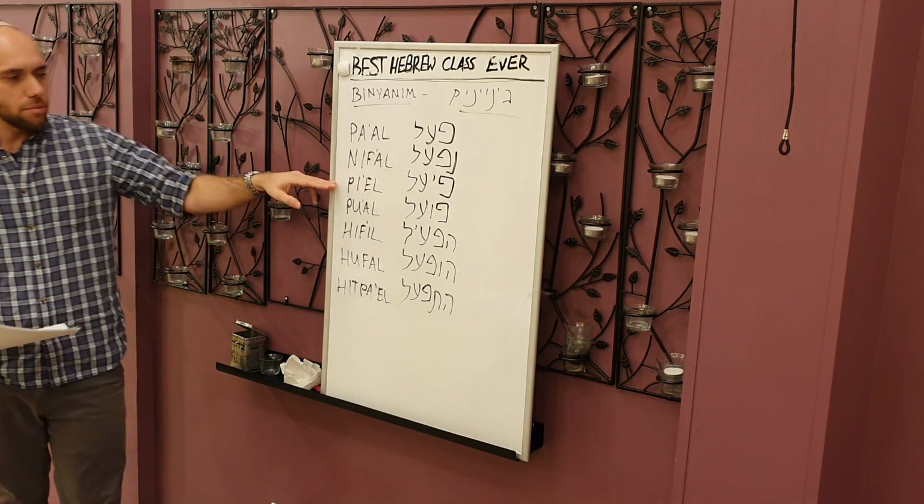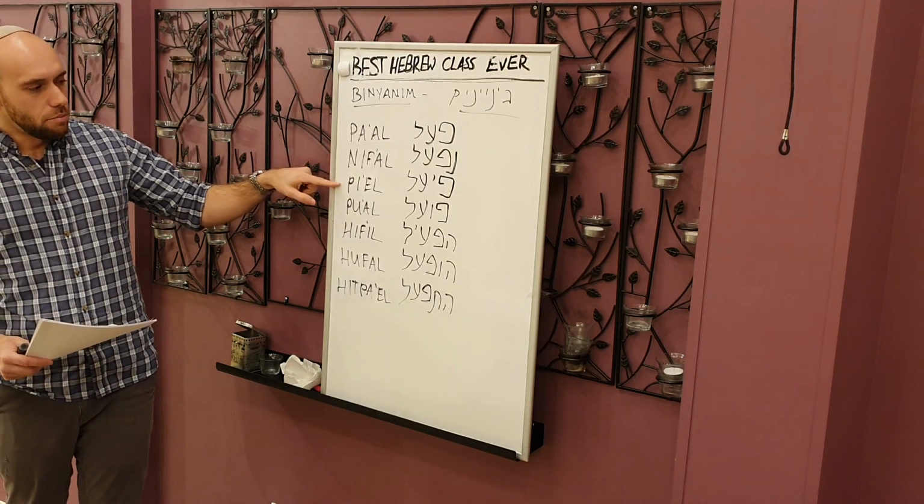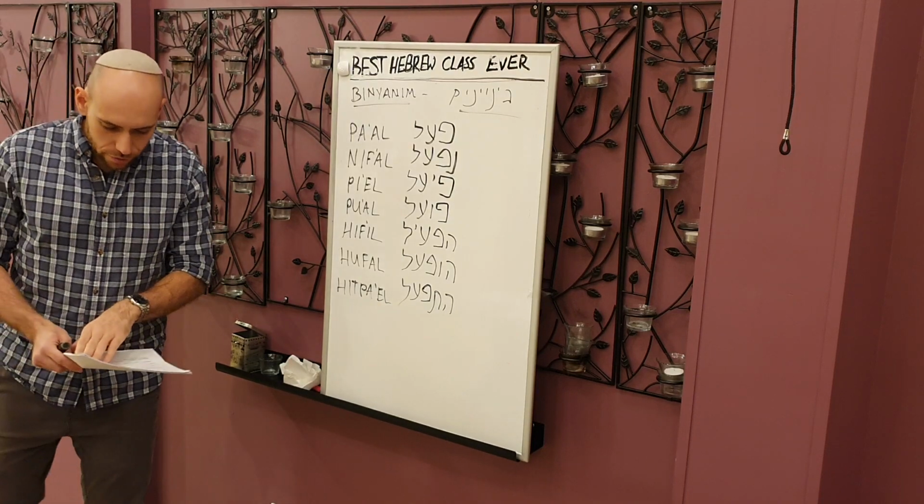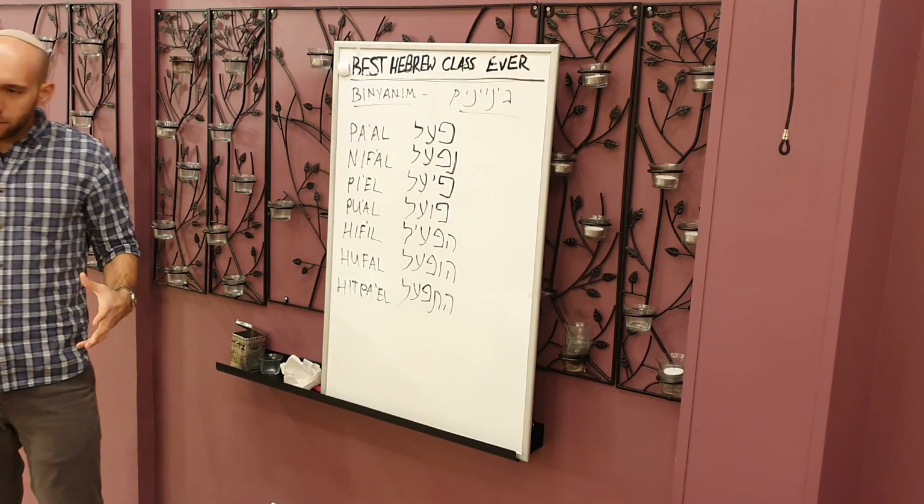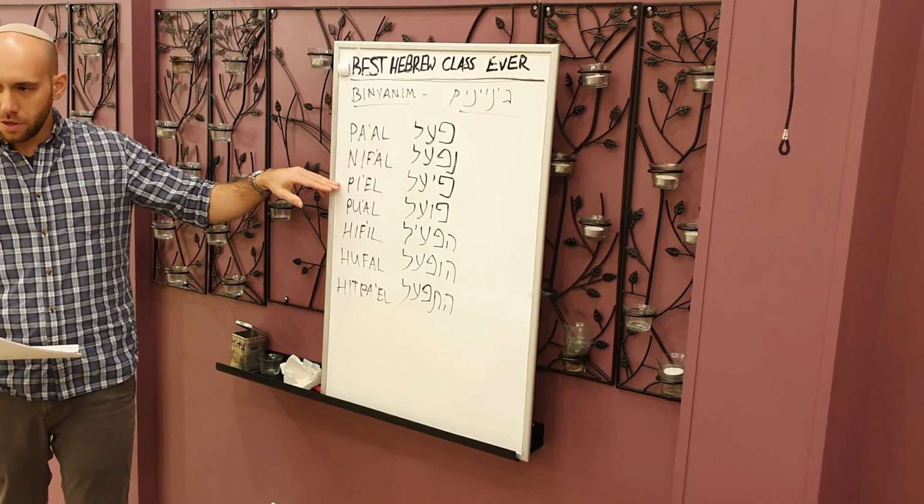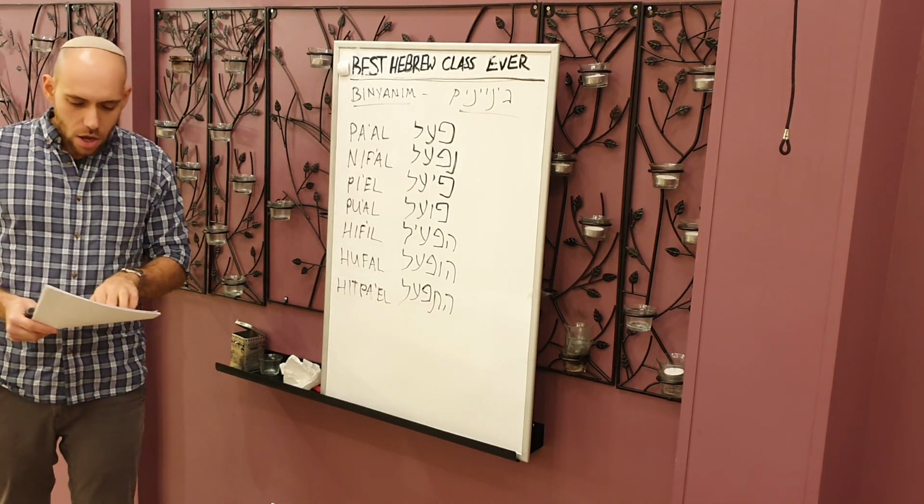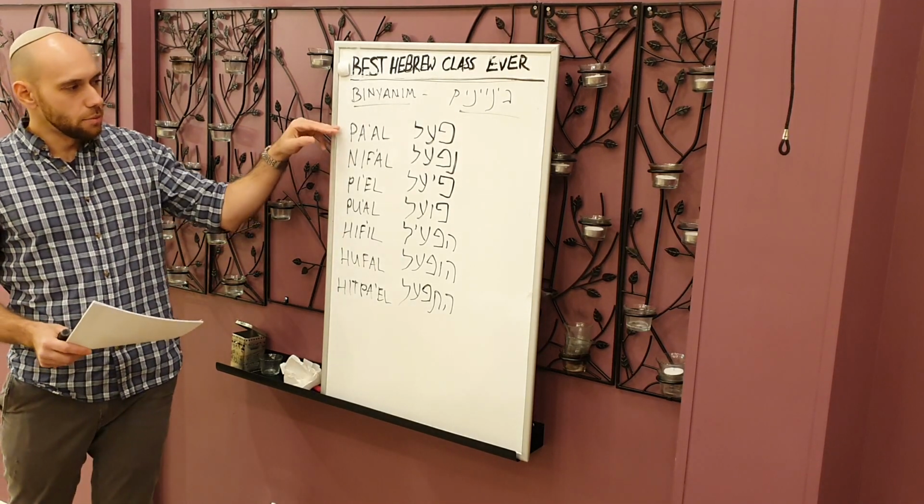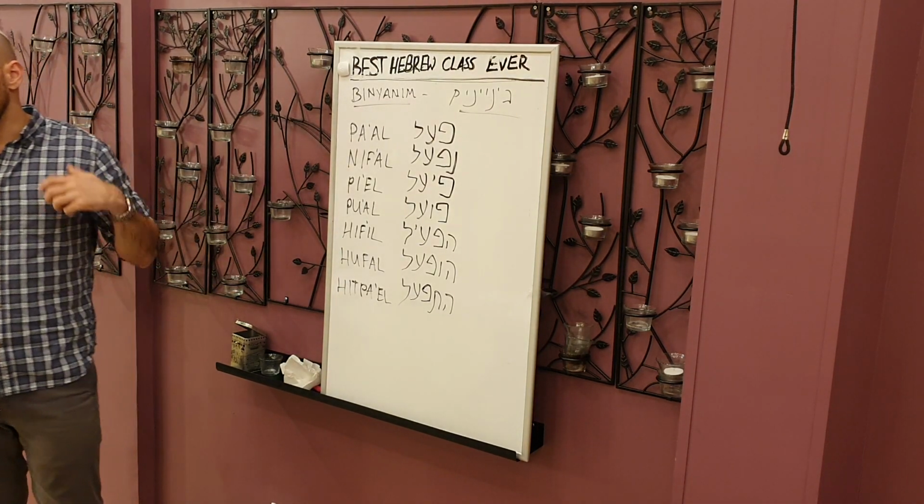Pi'el is oftentimes a similar meaning to Pa'al, but a more intense meaning. So on the sheet I have here, for example, shavar, he broke. Shiber, in Pi'el, he smashed, right? It can also be transitive or intransitive, and it's in the active voice. So it's similar to Pa'al, but it may be a more intense action.